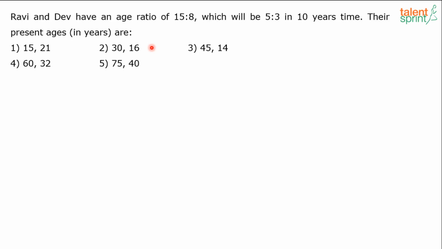Waiting for your responses. Ravi and Dev have an age ratio of 15:8. The present age ratio is 15:8, which will be 5:3 in 10 years' time. Meaning after 10 years, when you look at the ratio, it changes to 5:3. So their present ages are... What are their present ages is the question.